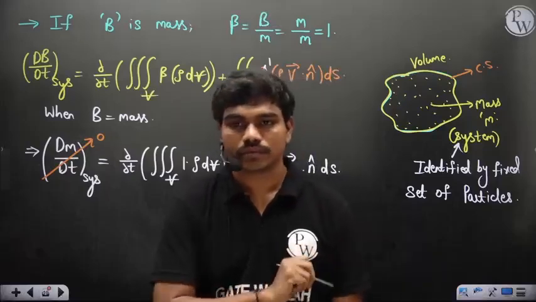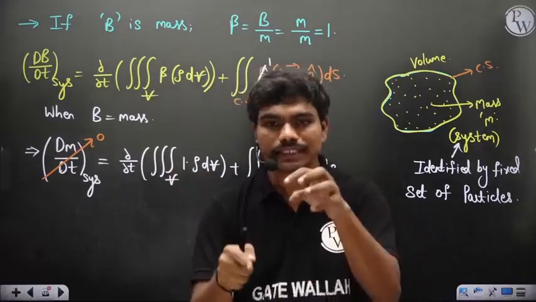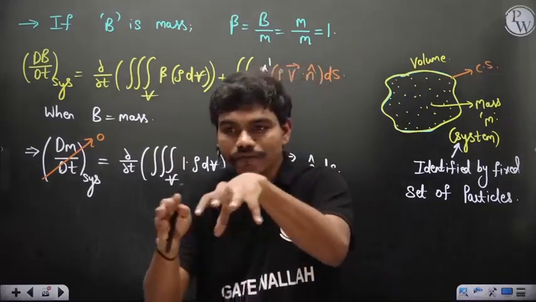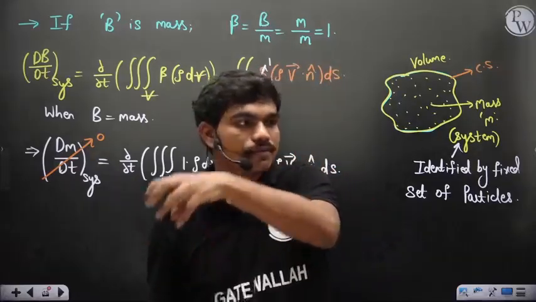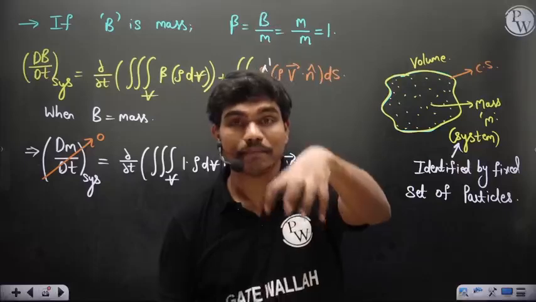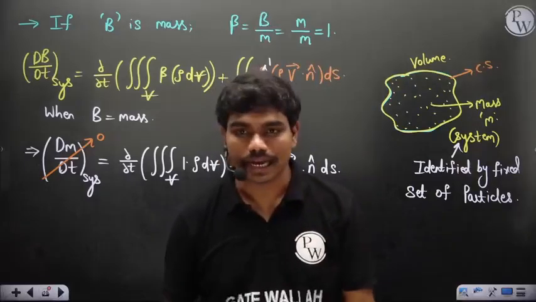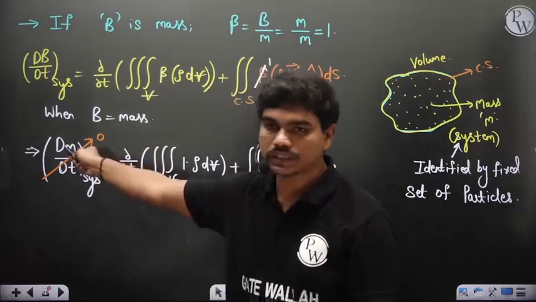Correct? System is defined by a set of particles, and let's say for example if I take 5 particles and call those 5 particles the system. Now wherever these 5 particles keep moving, the mass of the system does not change with time. So ultimately this value is 0.